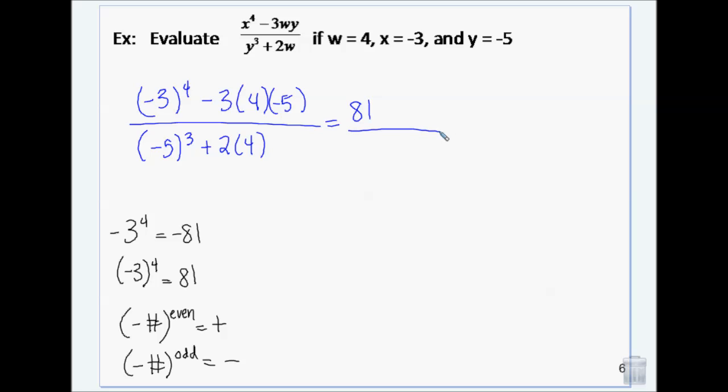Down here, I've got a negative to an odd. So negative 5 to the third is going to give me a negative 125. 5 times 5 is 25 times 5 is 125. Okay. I have negative 3 times positive 4, so that's negative 12, times negative 5, so that's positive 60. And then 2 plus 4 is 8.